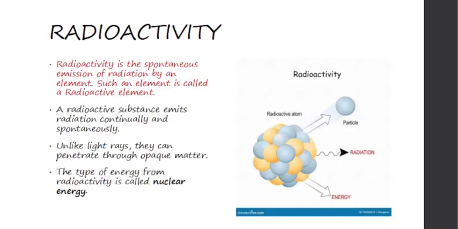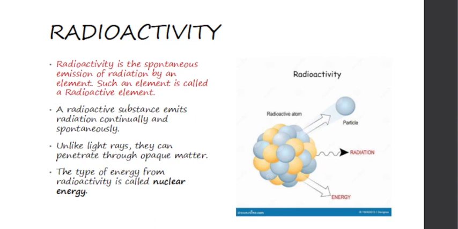Radioactivity is simply defined as the spontaneous emission of radiation by an element. Such an element is called a radioactive element. A radioactive substance emits radiation continually and spontaneously. Unlike light rays, they can actually penetrate through opaque matter. You know, light doesn't actually pass through opaque matter. But once you are talking about radioactive radiation, it has the ability to penetrate through opaque matter.